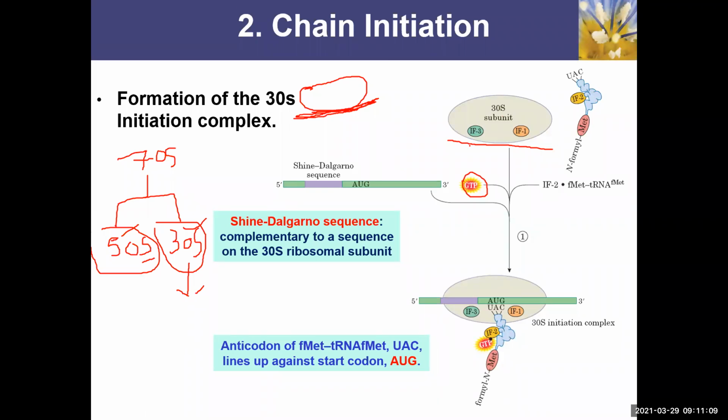And this 30S subunit is going to interact in such a way that, since translation starts at the initiation codon AUG, the ribosome is going to scan this mRNA till it finds this AUG. What is this AUG? It is a start codon. Along with that, it's going to interact with the initiation factors.